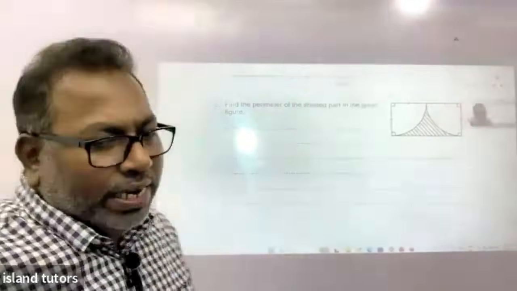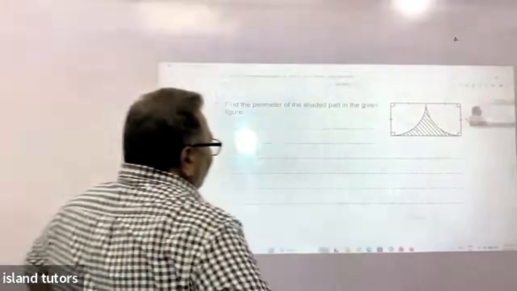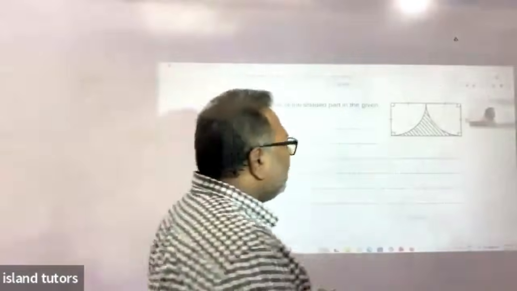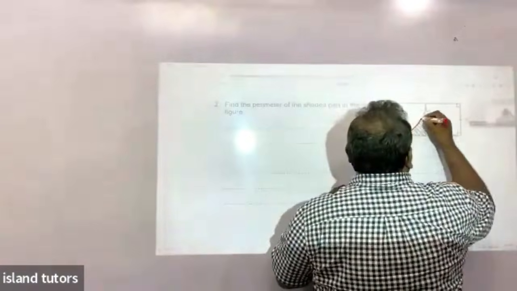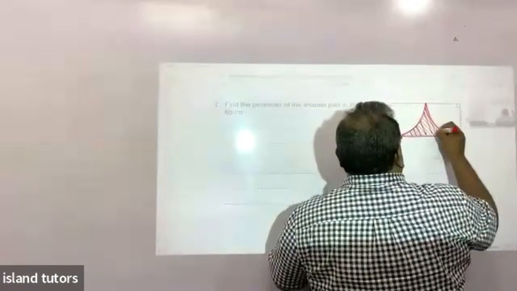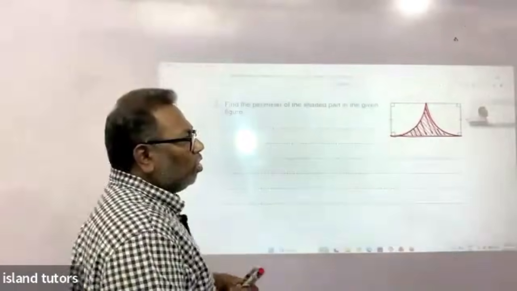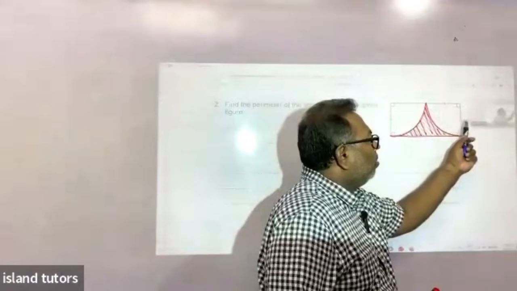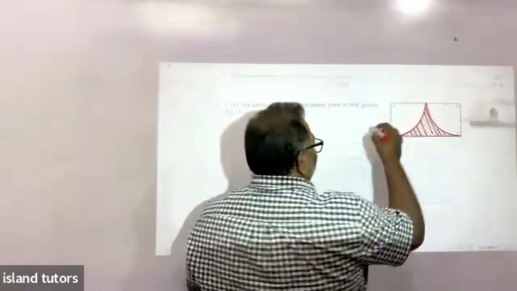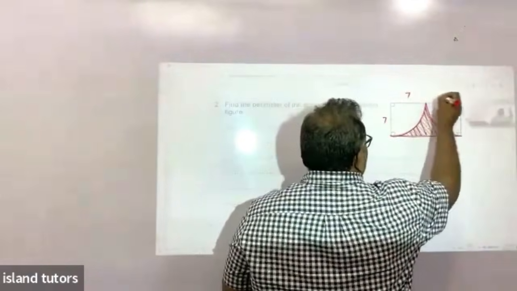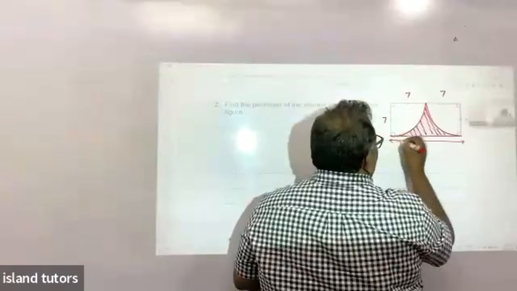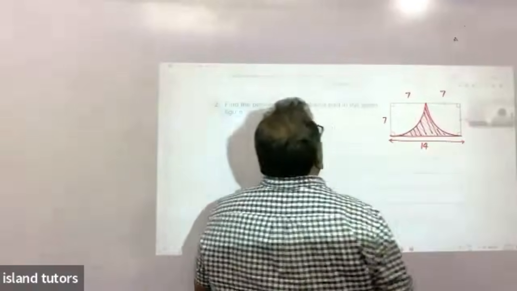Find the perimeter of the shaded part in the given figure. So you have a figure like this. They only want you to find the perimeter of the shaded part. Where is the shaded part? Over here. Over here. So that means what? You know this length already. How? This side and this side are equal. This side and this side are equal. So if this is 7, this is 7, this is 7, this is 7. So this total length we know therefore is 7 plus 7, 14.